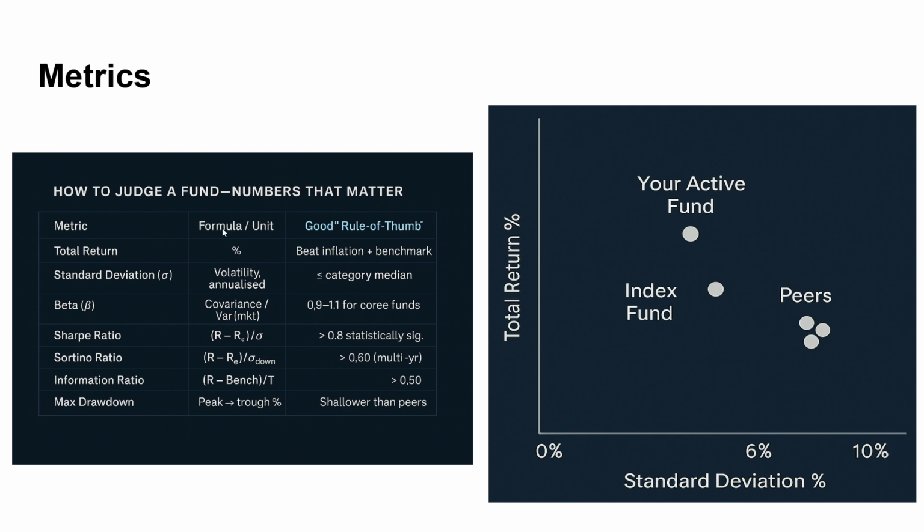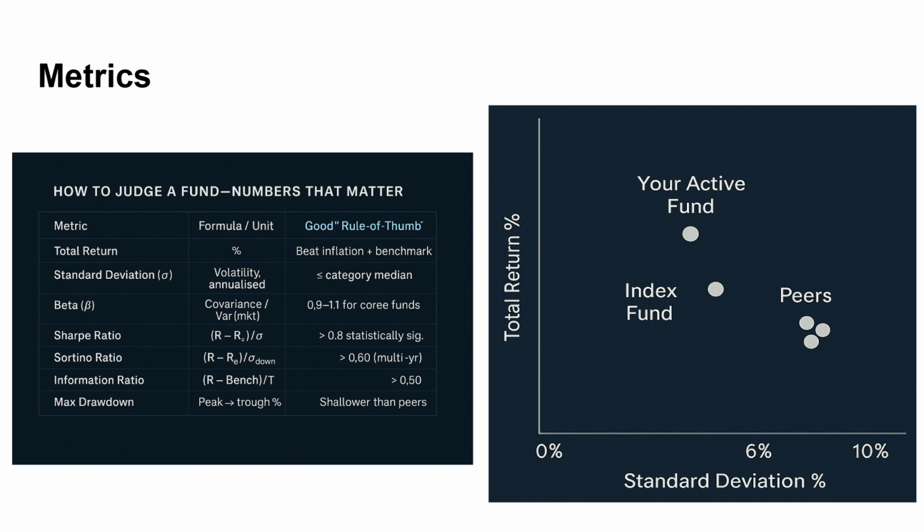So the Sharpe and Sortino ratios translate risk, right here. The Sharpe and Sortino ratios translate risk-adjusted returns into one number. Sharpe uses total volatility. Sortino penalizes only downside moves, which most investors care about more. Anything over about 0.6 Sharpe or 0.75 Sortino over a full cycle beats 80% of funds.